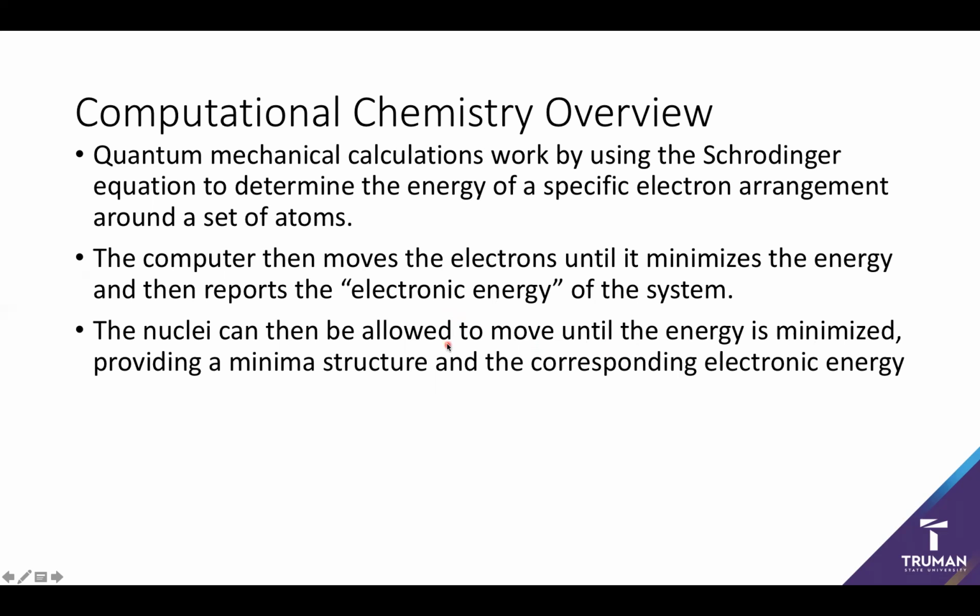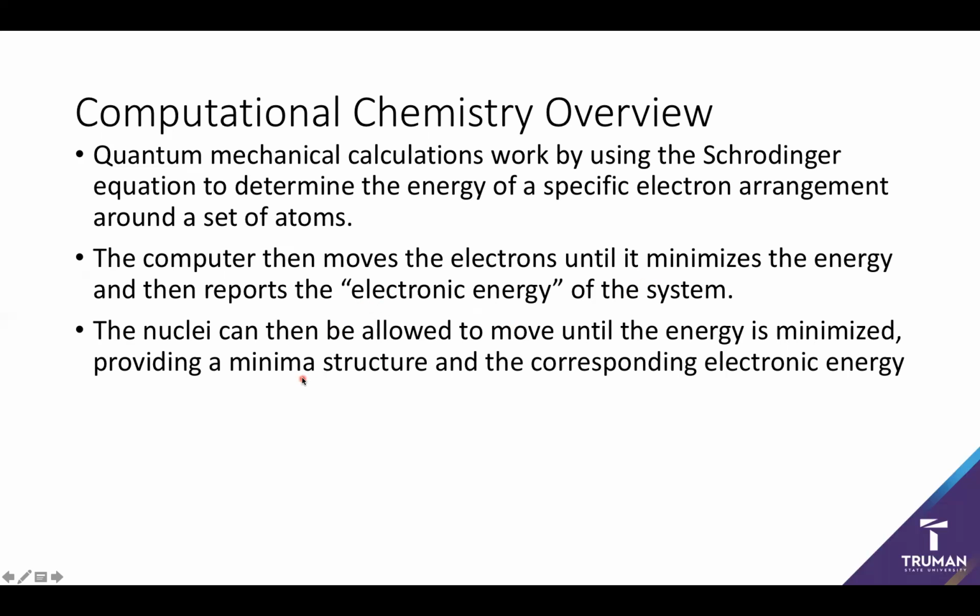So essentially what ends up happening is I put in a guess structure, I optimize the electrons, and then the nuclei move a little bit. I optimize the electrons again. Then I move the nuclei some more, optimize the electrons yet again, and you keep doing this until essentially the electronic energy becomes minimized. This first step of just running an electronic energy is often called a single point calculation. WebMO and Gaussian typically call this an electronic energy calculation. The second type of calculation is called an optimization.